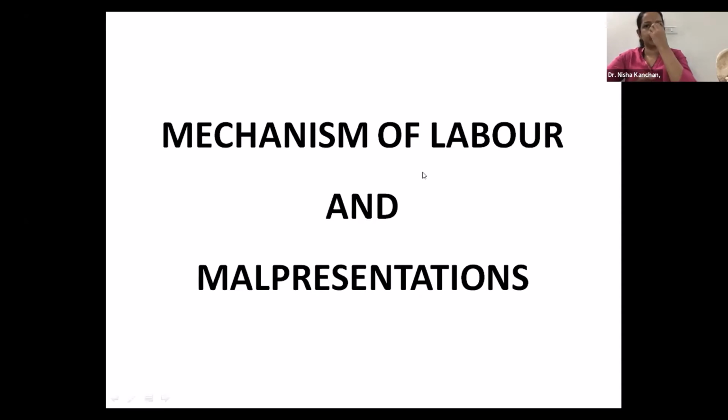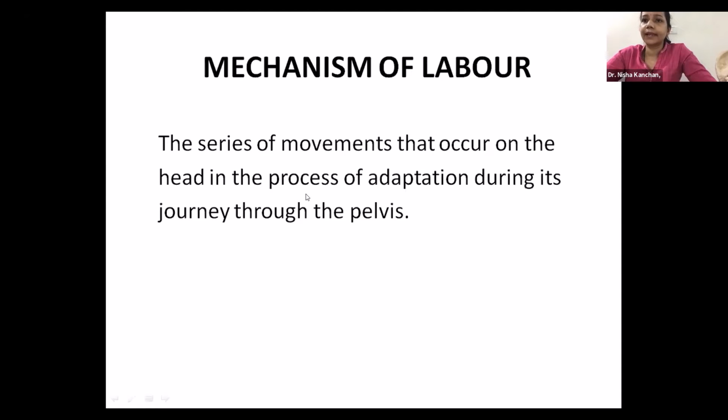So mechanism of labor, next slide, please. Are the series of changes which take place in the fetal head, the series of movements that occur on the head in the process of adaptation during its journey through the pelvis. If you look at this definition, in last class, we had studied about the definition of labor. Labor is the series of changes that take place in the genital organs in an effort to expel the products of conception out into the world. Whereas here it is the series of movements or positional changes which occur on the fetal head.